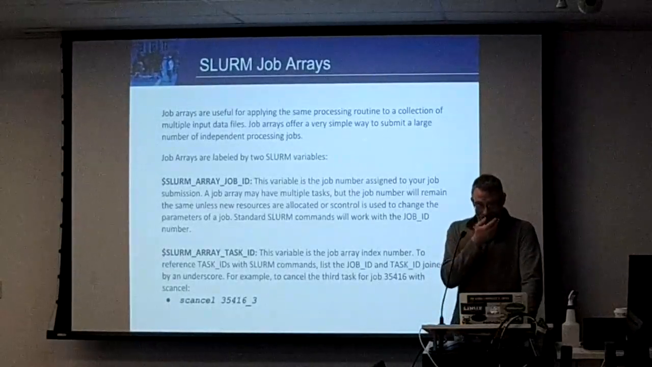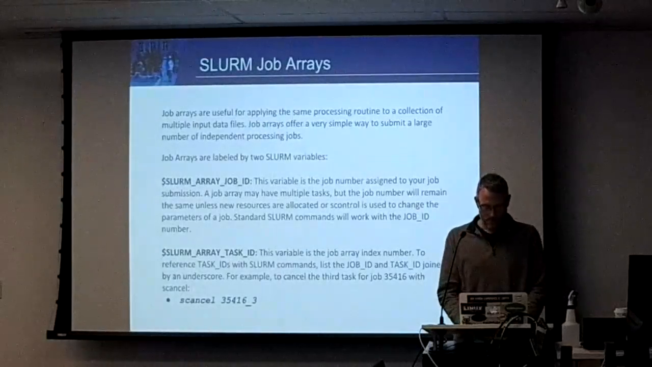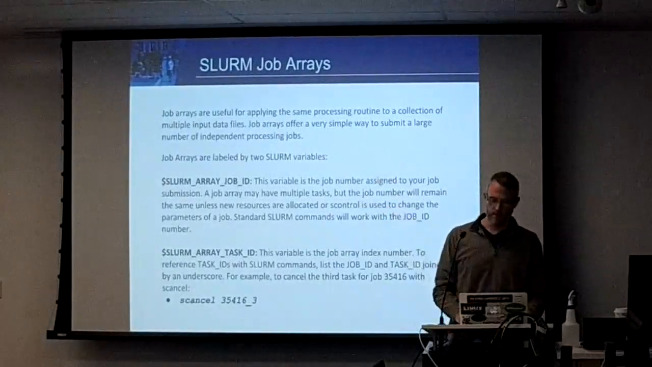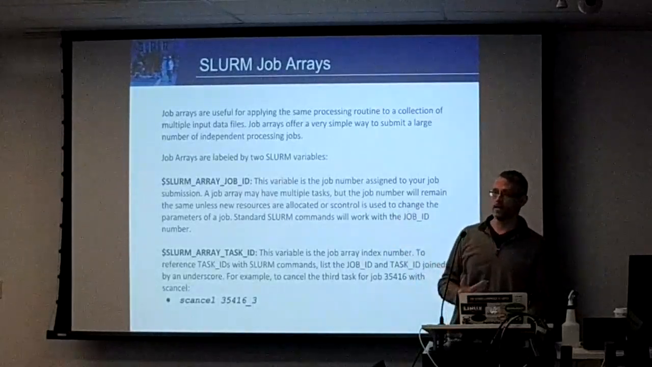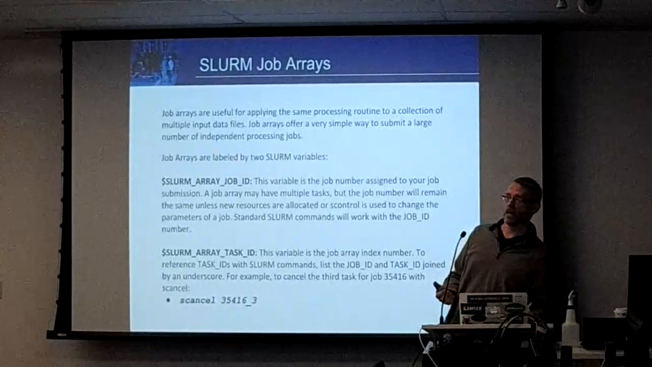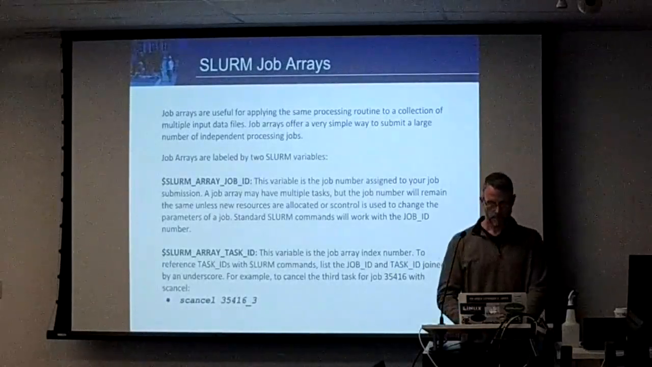Okay, yeah, right. So this would be the third element in the job array, whose first job is job ID 35,416.